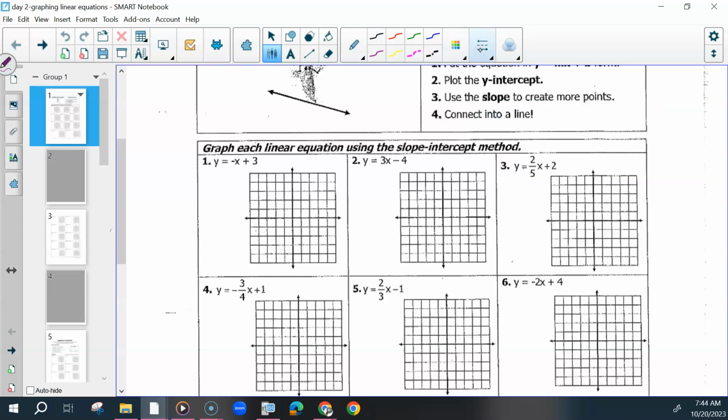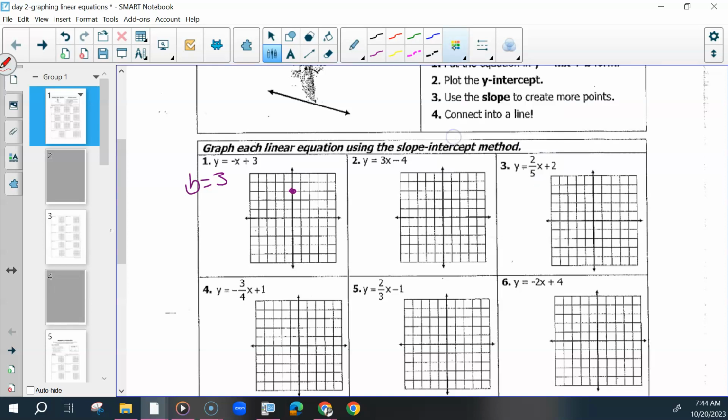Off to the side, if you would like to write what your slope and your y-intercept are, so it helps, you can do that. So for number 1, what is our y-intercept? 3. So we're going to plot a point at 3. If it helps you, you can outline your x and y axes so that you see them more clearly and don't mistake them.